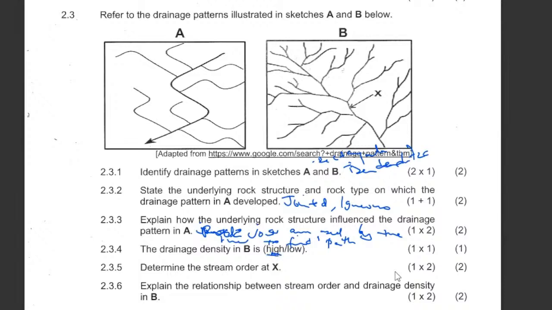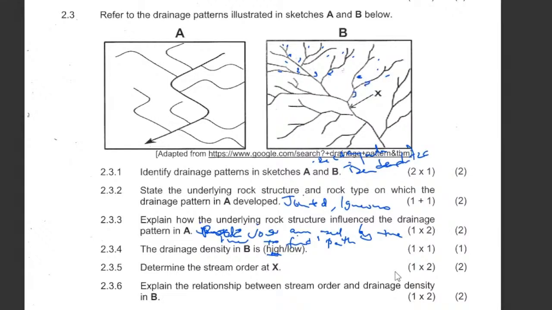The answer is high. Determine the stream order. Stream order for this one, you can see 1, 1, 2, 1, 1, 2, 1. So that means it is 1, 1, 2, 1, 1, 2. So 2 is meeting with 2 to form 3. 1, 1, 2, 1, 1, 2, 3.